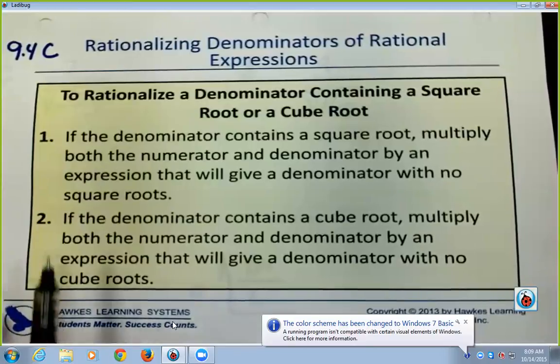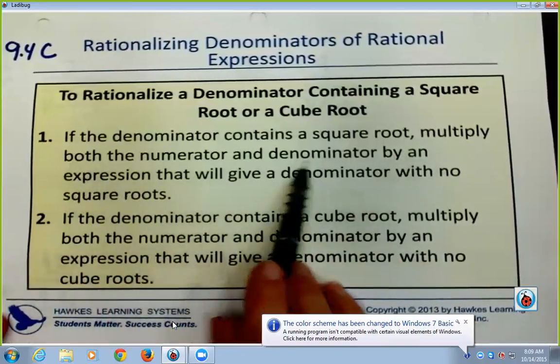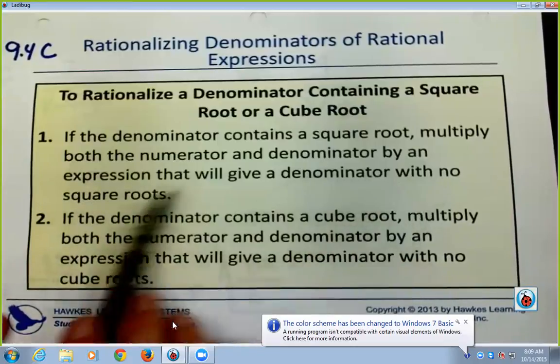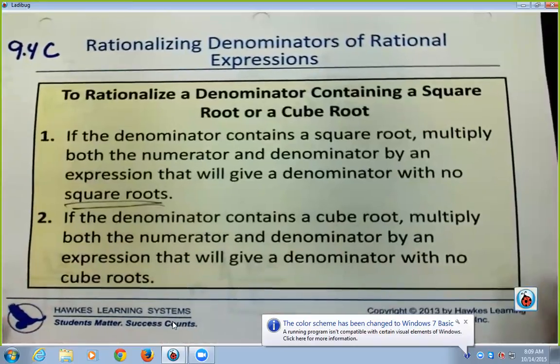So in rationalizing it, it says if the denominator contains a square root, multiply both the numerator and denominator by the expression that will give the denominator with no square root. So we want to get rid of those. We don't want any of those to be there.